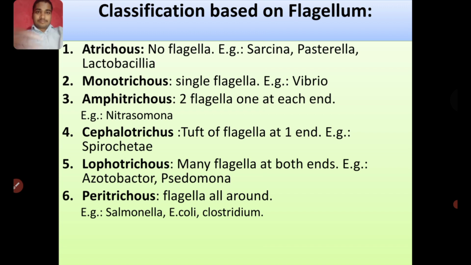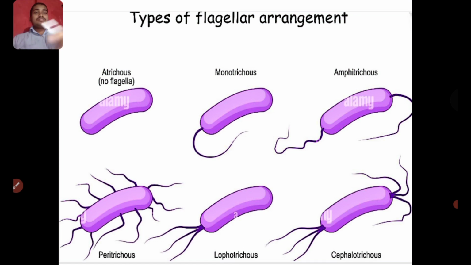Cephalotrichous, those with flagella on the head. Then Lophotrichous, many flagella at one end, and Peritrichous, flagella all around the body. Examples: Salmonella, E. coli, Clostridium; Lophotrichous, Azotobacter, Pseudomonas; Cephalotrichous, spirochetes. Well, remember the examples. Very few and very important examples have been given, so don't ignore them. Got it?